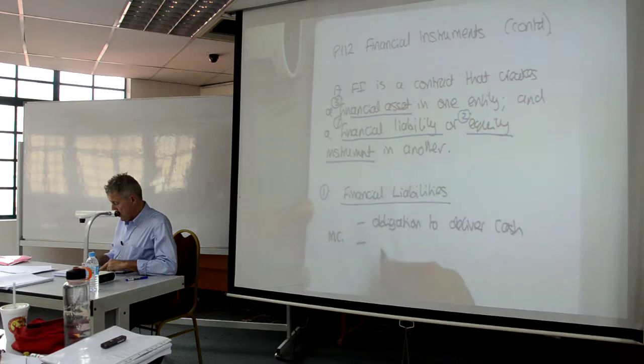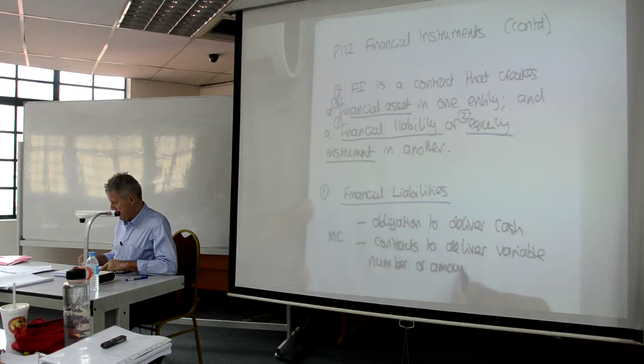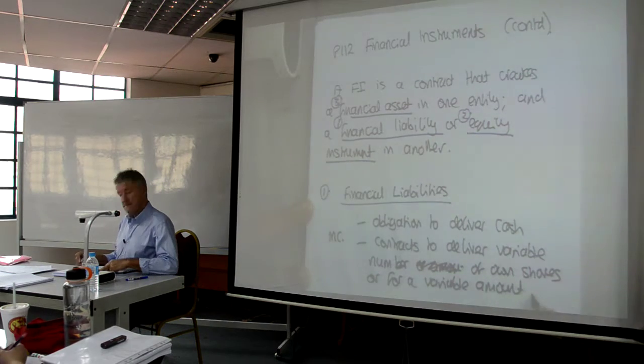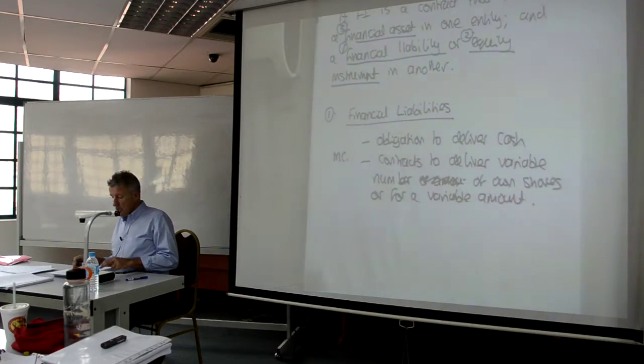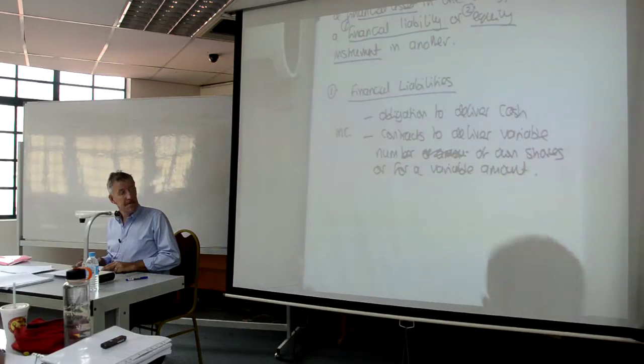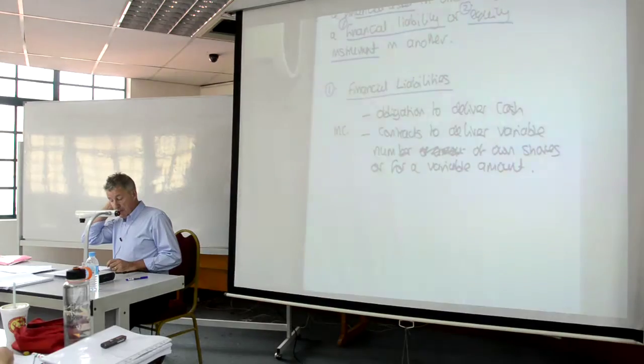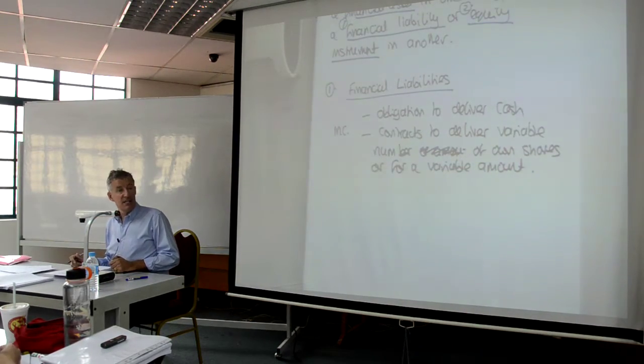A financial liability would include contracts to deliver a variable number or amount of own shares, a variable number of own shares, or for a variable amount. And that's something we'll pick up on later. So financial liabilities are obligations to pay money, and they include contracts to deliver a variable number of your own shares, or contracts to deliver shares for a variable amount.